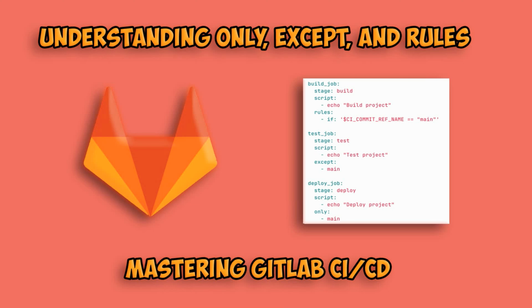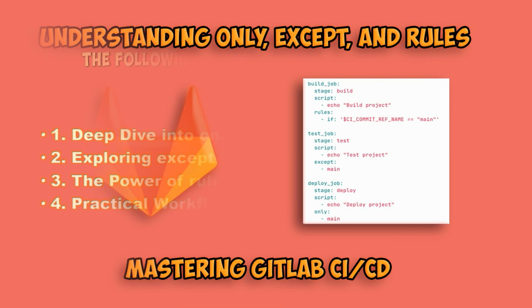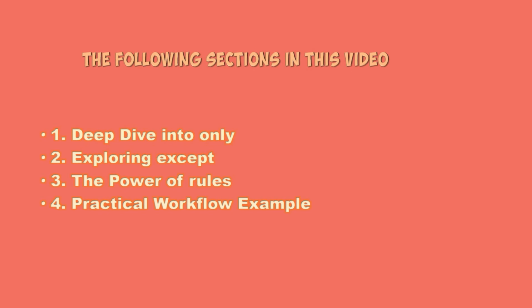Today we are diving deep into the world of GitLab with some seriously cool features that can transform your workflow and boost your productivity. First up, we'll take a deep dive into Only, a powerful keyword that helps you to manage your CI/CD jobs efficiently. Understanding how to leverage Only can streamline your pipelines like never before. Then we'll be exploring Except, another essential tool that allows you to exclude specific branches or conditions, giving you more control over your builds and deployments.